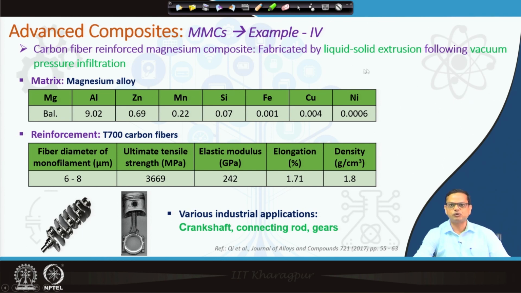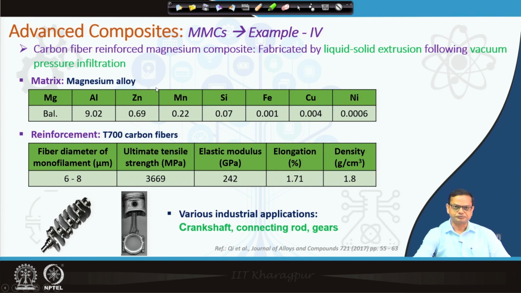In fact, for this unique processing technique, I am giving you this particular example. So, the magnesium alloy, as you can see, will definitely contain some amount of aluminum and zinc. Similarly, carbon fiber has quite high strength, in the range of 3.7 GPa. Modulus is quite high, that is why carbon fibers are used as reinforcement. And the industrial application is to make crankshafts, connecting rods, gears. All these applications are there for this material, magnesium composite reinforced with carbon fiber.